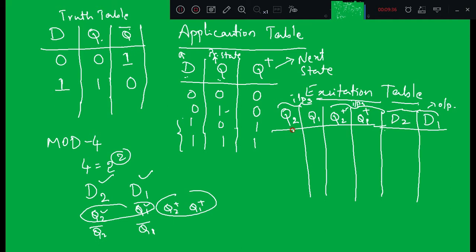So now, how to fill this table? We have total 4 states. The states will start from 0 0 until and unless it is mentioned in the question, right? So let us treat one more example. Sometimes they will give the state diagram, where they will mention the state values, right?